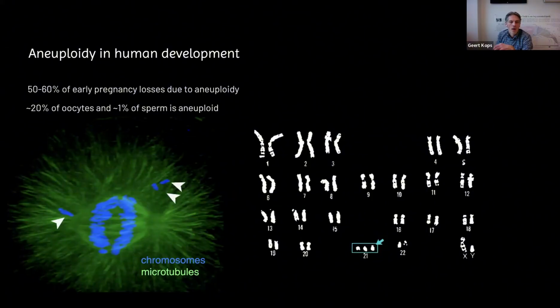Now, aneuploidy is very common in human development and human disease. For example, about half of all early pregnancy losses in humans are caused by aneuploidy. Of course, we all know that there are also aneuploidies that are viable and that have very substantial developmental problems. Here, for example, is a karyotype of trisomy 21, one of the more famous developmental aneuploidies. Here on the left-hand side is a human oocyte that we've imaged going through anaphase, where you see many lagging chromosomes and misaligned chromosomes right here. That is very typical when we do human oocyte analyses.